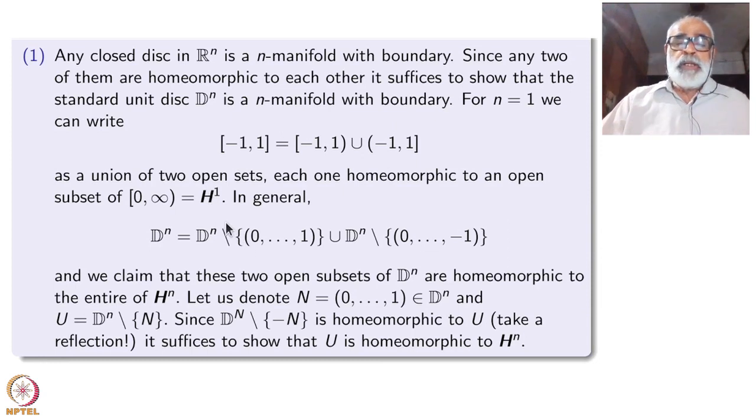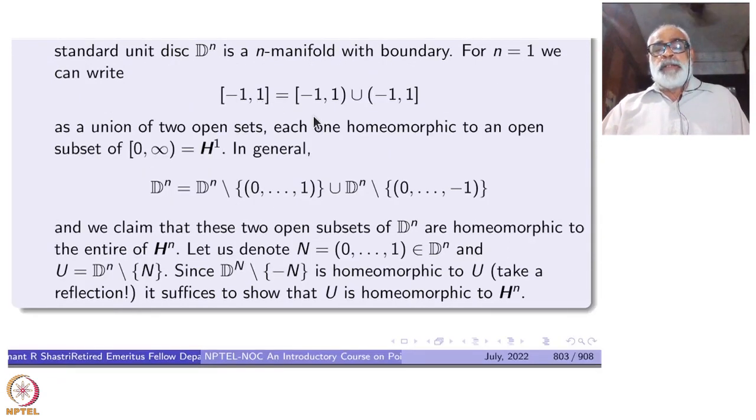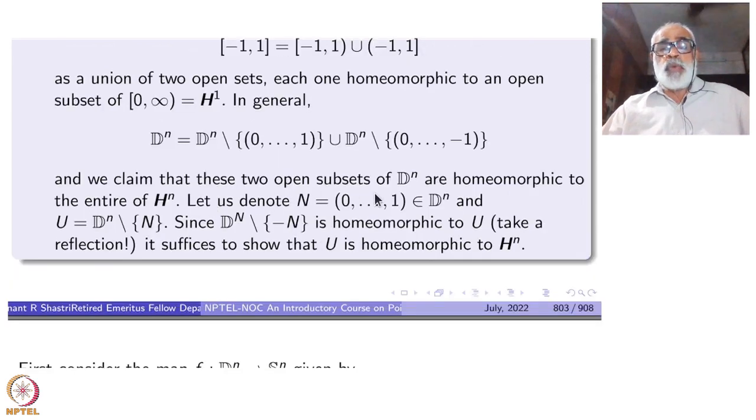In the general case, instead of subtracting and adding like this, there are two of them: Dn minus the top point, the north pole, 0, 0, 0, 1, and Dn minus the bottom point, 0, 0, 0, minus 1. So this is similar to that, but in an n-dimensional version. We claim that these two open subsets of Dn are homeomorphic to the entire Hn, a carbon copy of that one, n-dimensional version, that's all.